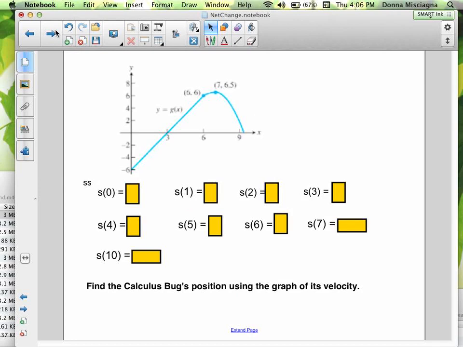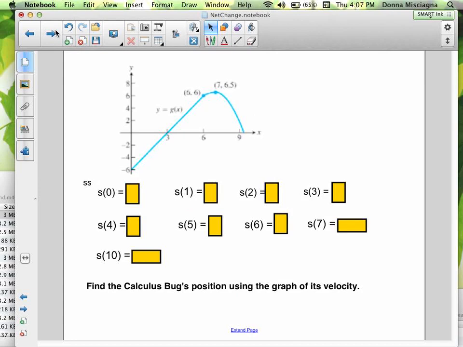All right, so I would have asked this in class, but we're just going to ask it here. You're going to find the calculus bug's position using the graph of its velocity. So what I would do, I'd pause the tape, and see if you can figure it out, and then I'll move the box and you can check yourself and see how close you were. Okay, and I can show you where the values came from. I don't remember if this is in your notes, but if it is, you can write it in, and if not, that's okay. All right, so S of 0, where would the calculus bug's position be?